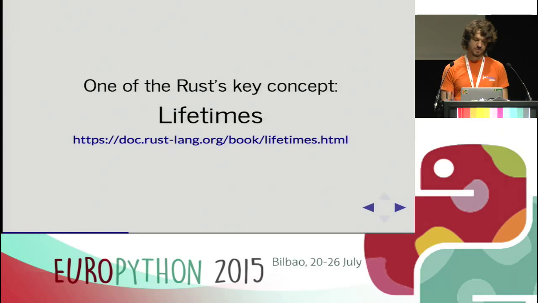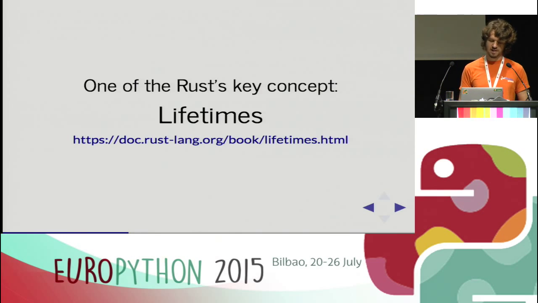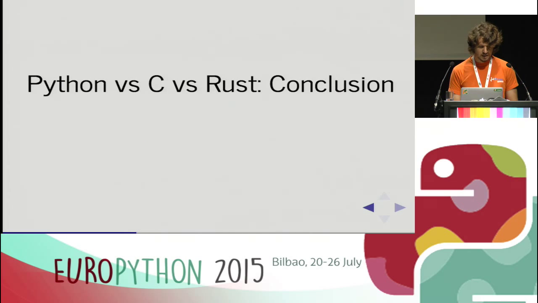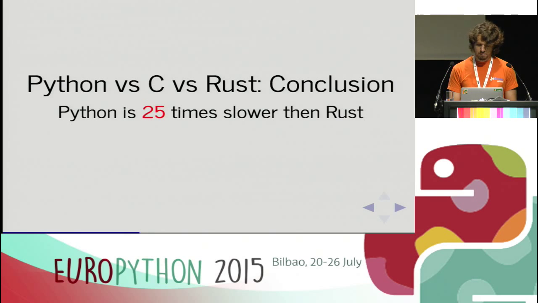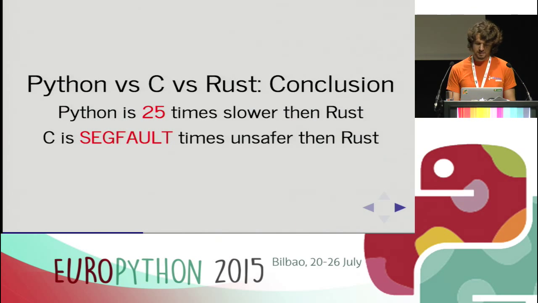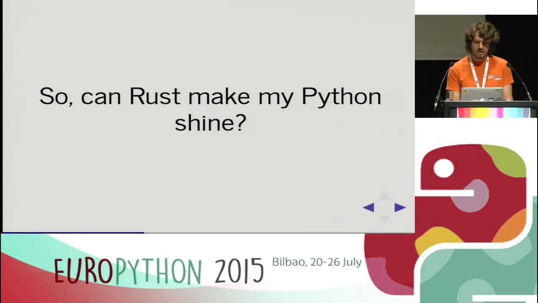And the concept that helped the Rust compiler to deduce the error that we had is called lifetimes. If you are interested in it, read the Rust book. So, concluding our comparison, Python is 25 times slower than Rust, and C just doesn't work. So Rust is fast and safe, but that is exactly what they told us in the beginning. Nothing new. And returning to our main topic, can Rust make my Python shine?